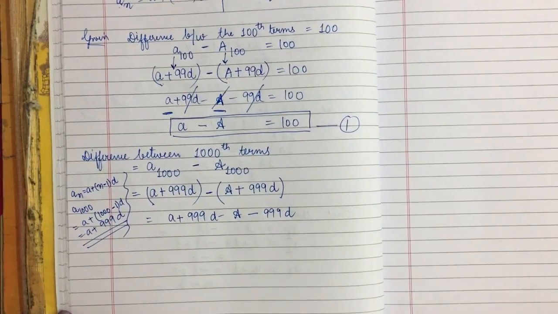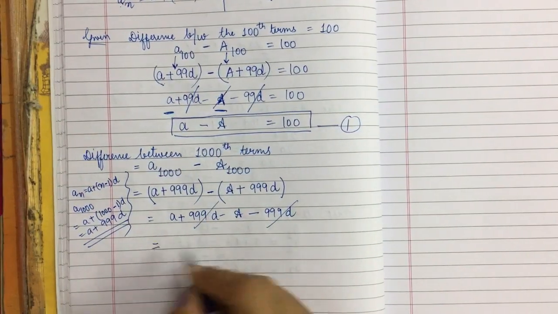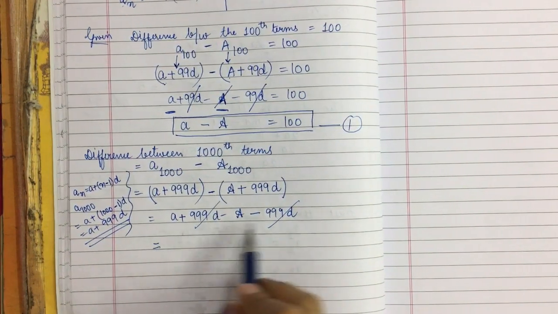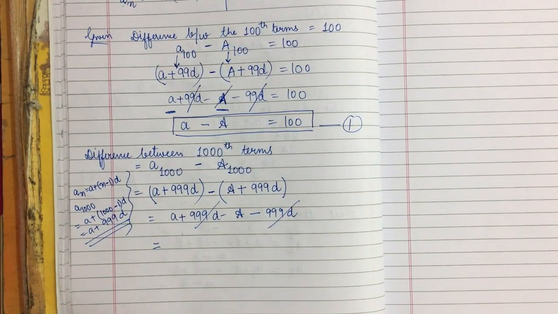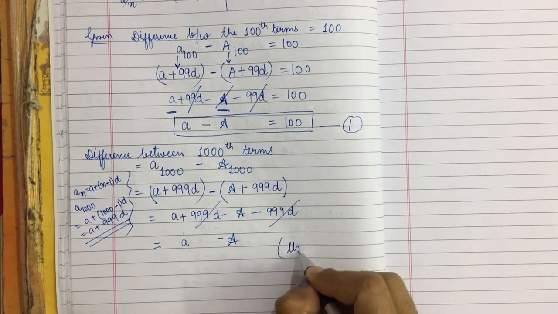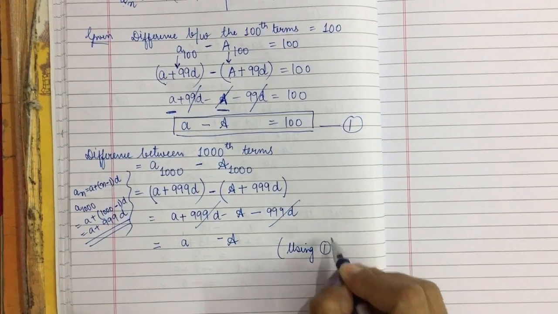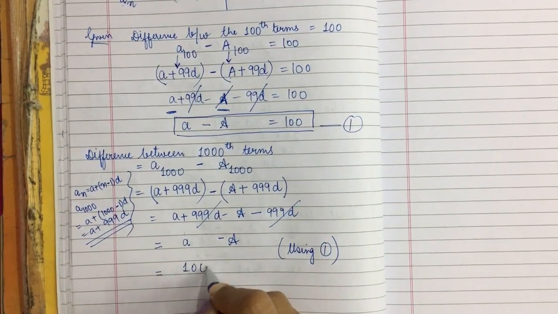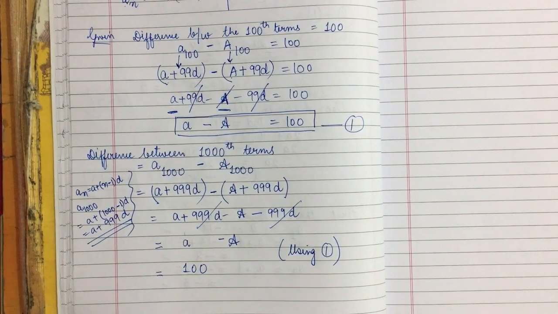From here, the terms containing D get cancelled because the common difference was the same. We have used the same letter D. That's why these terms have cancelled. We are left with A minus capital A, and the value for this can be written using the first relation. This is 100, and that's what the answer is.